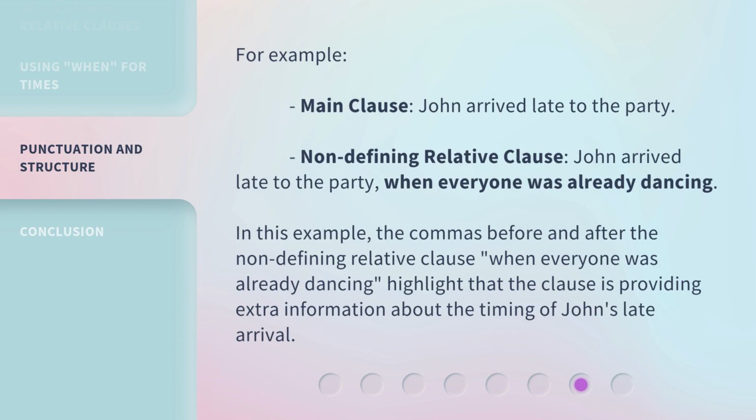For example, main clause: "John arrived late to the party." Non-defining relative clause: "John arrived late to the party, when everyone was already dancing." In this example, the commas before and after the non-defining relative clause, "when everyone was already dancing," highlight that the clause is providing extra information about the timing of John's late arrival.